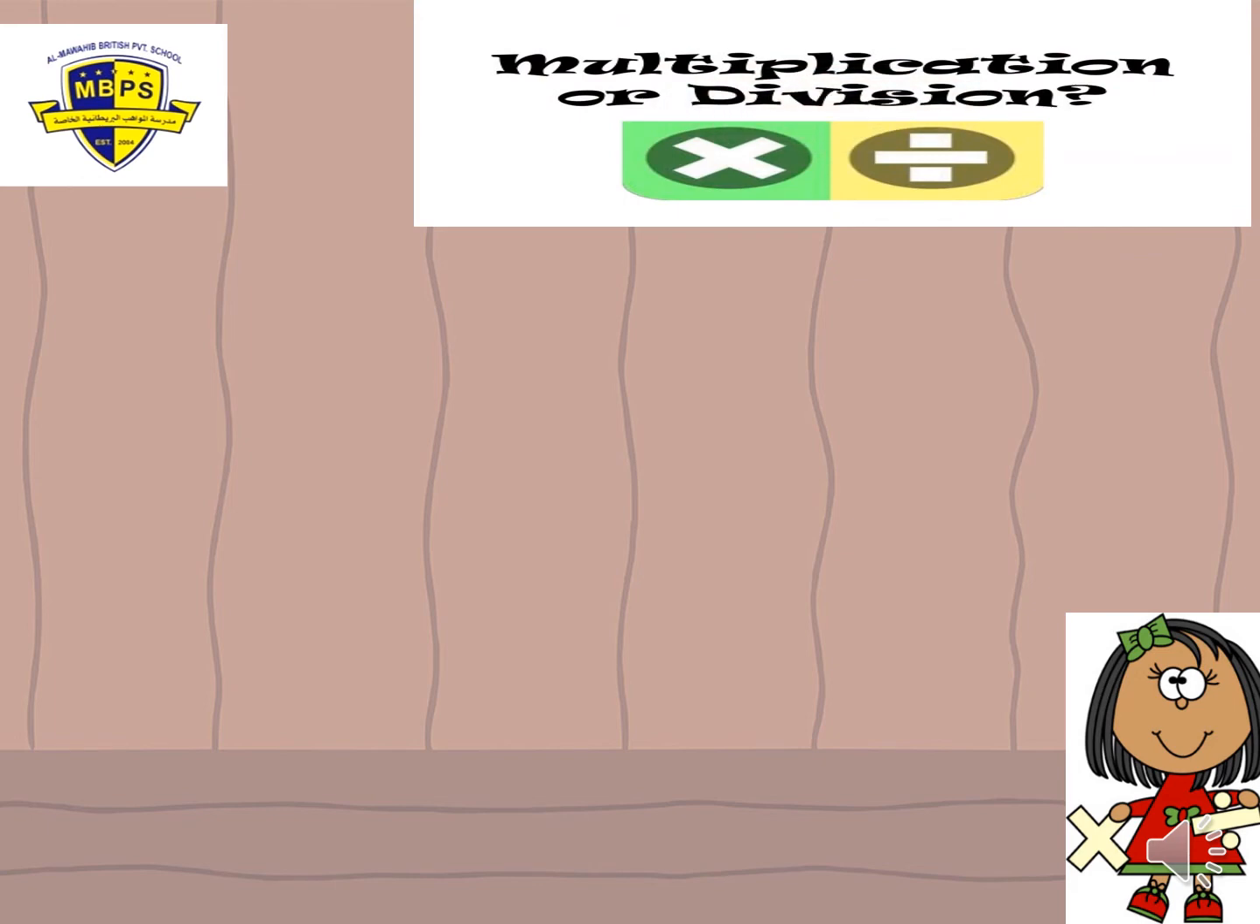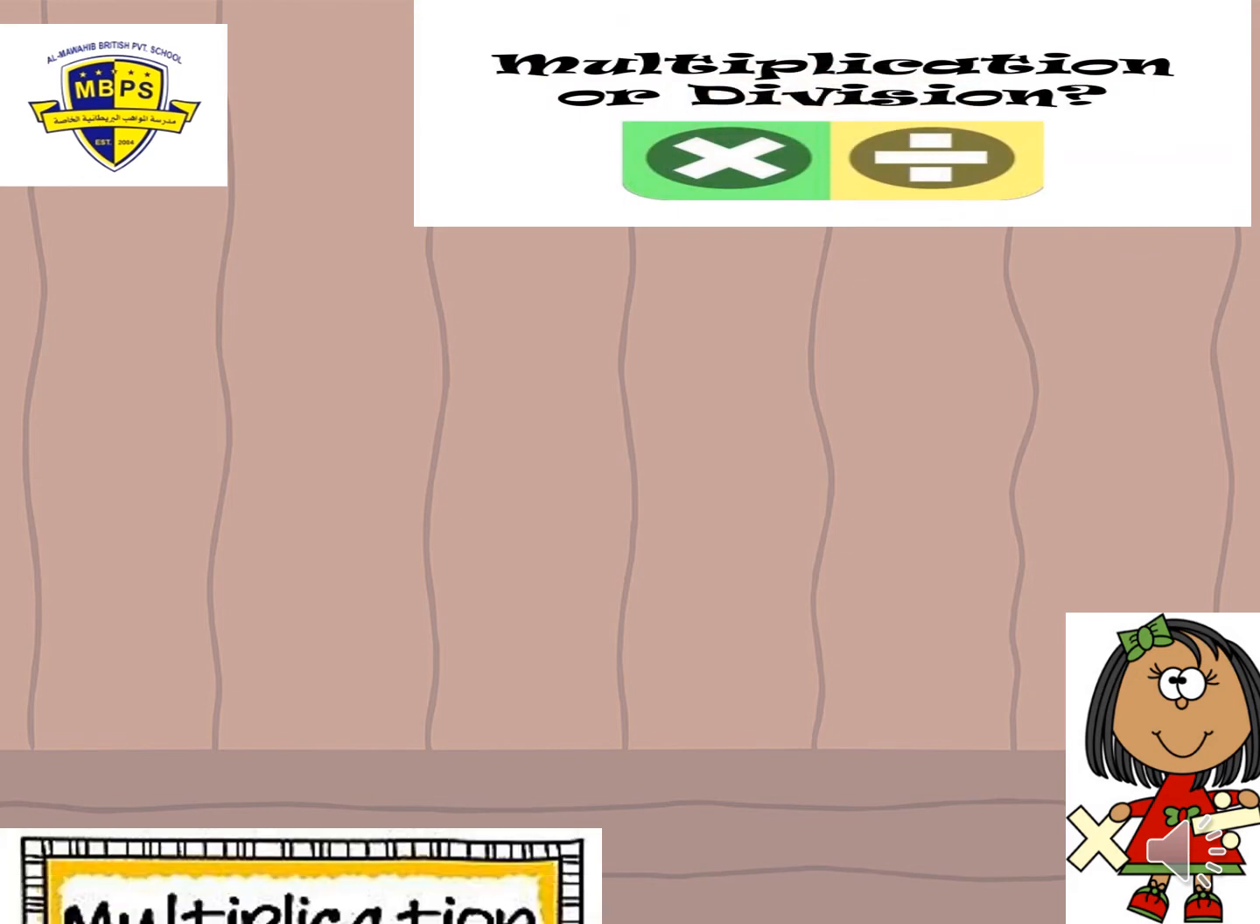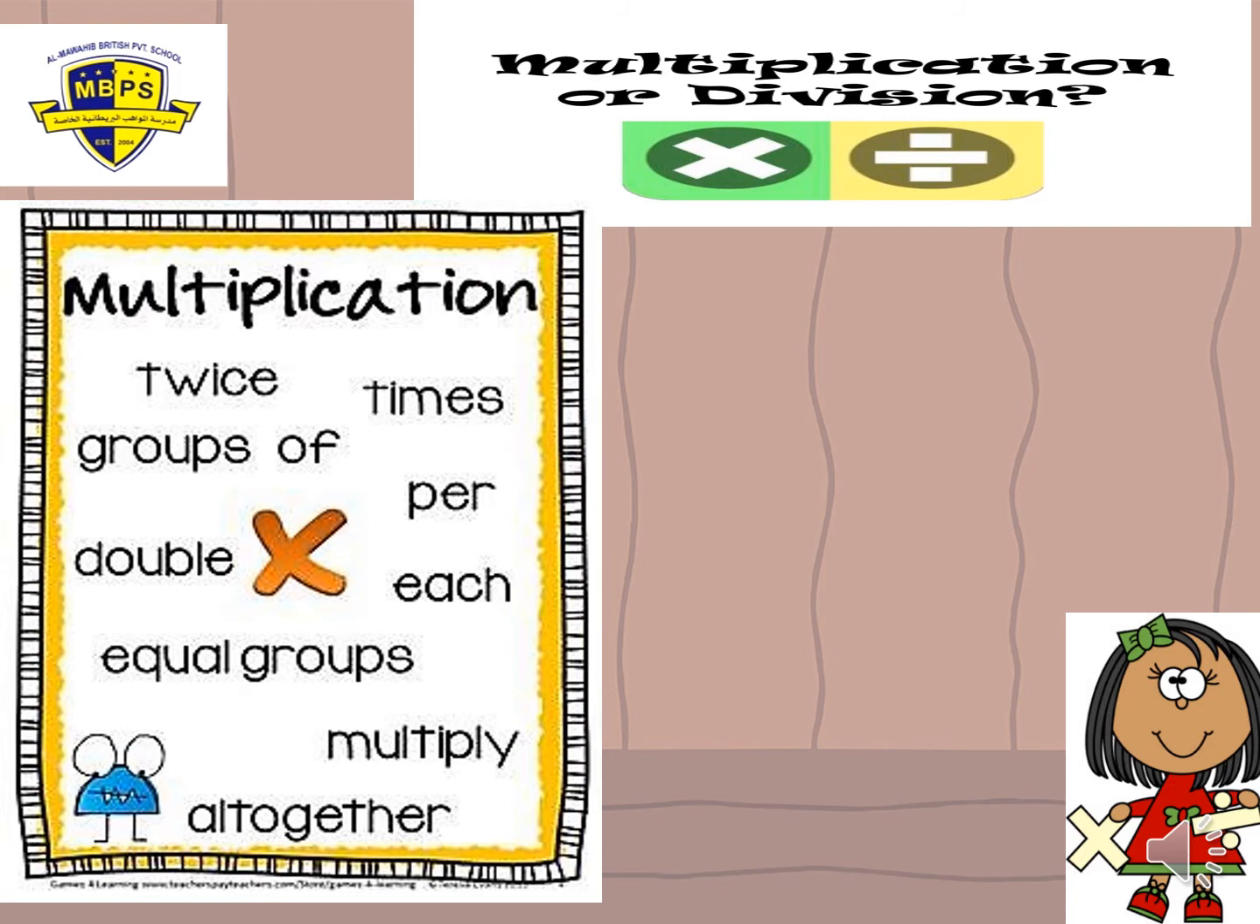Multiplication sign or division sign. Here are some of the keywords for multiplication. We can use the words times, groups of, equal groups, multiply, and all together. And also the word each.